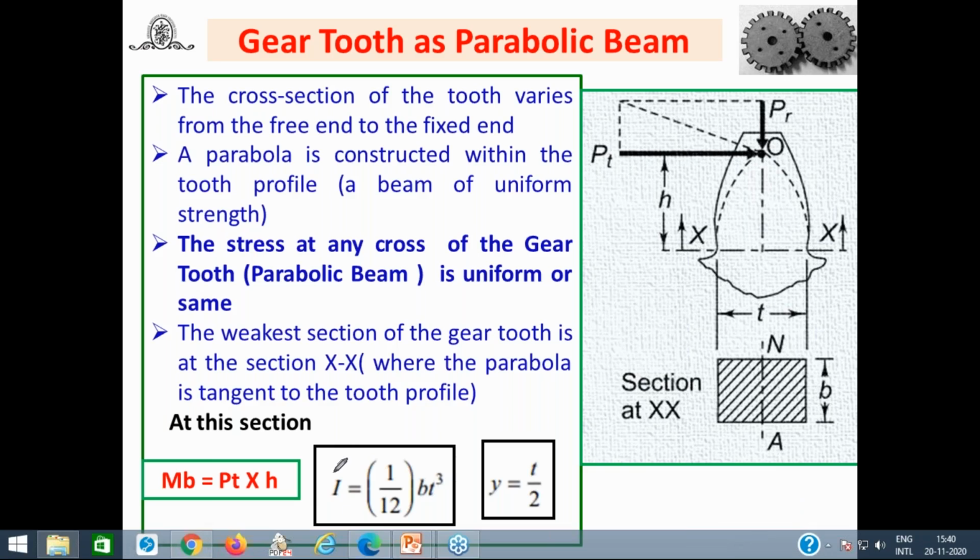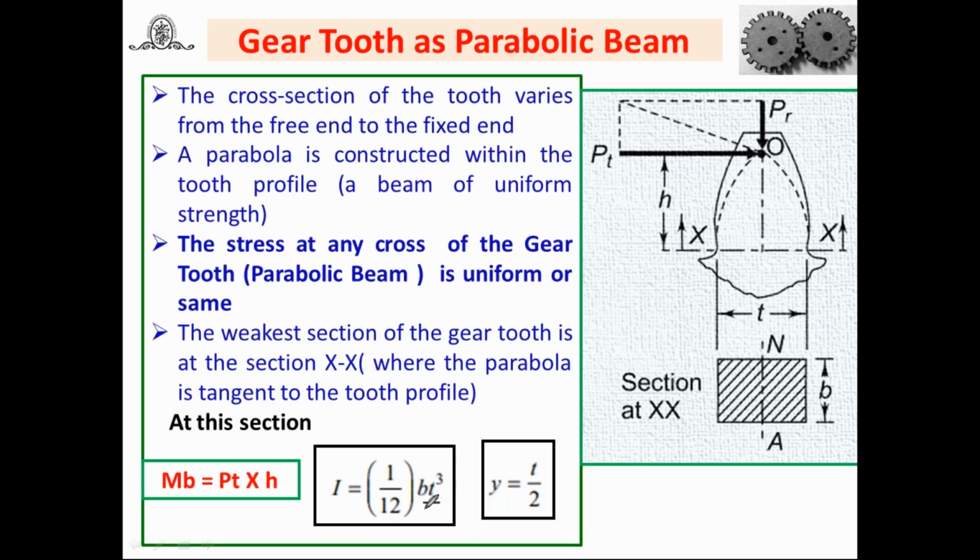How to find it? Now here I is equal to 1 by 12 b t cube. Look at this. It's a neutral axis. And again here the cross section, which is at section XX, and this is b. Now what we have to do? We have to find out the y at the neutral axis. This is the thickness here, t. So you will get this distance from the neutral axis as t by 2. Therefore, y is equal to t by 2 at XX. And we know the I, that is b t cube by 12.